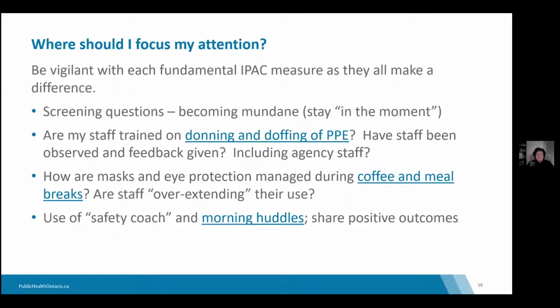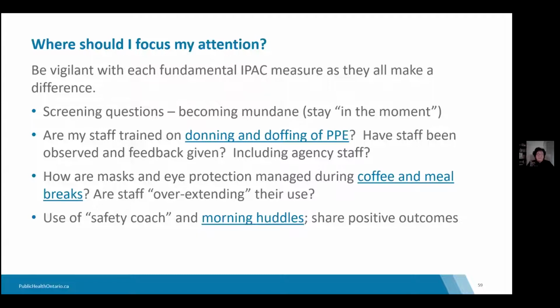Screening questions can become mundane. How do I stay in the moment? How do we engage not only our screeners who are asking the questions, but what strategies can we give to our staff to make sure that they're actually taking a moment and reflecting on how they're feeling and going through their risks each and every day? Are my staff trained on donning and doffing of protective apparel? It's not only making sure they've gone through a module, but how often are they observed, audited, and provided feedback? Because there's some early evidence to show that this actually makes a difference in transmission within different healthcare settings.